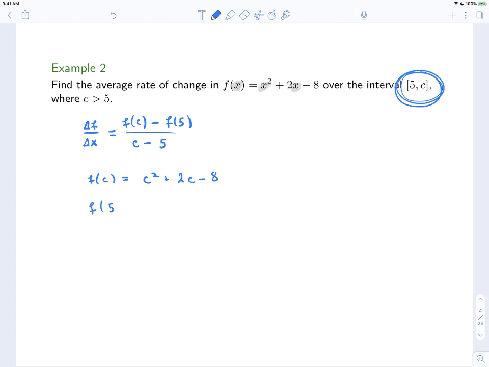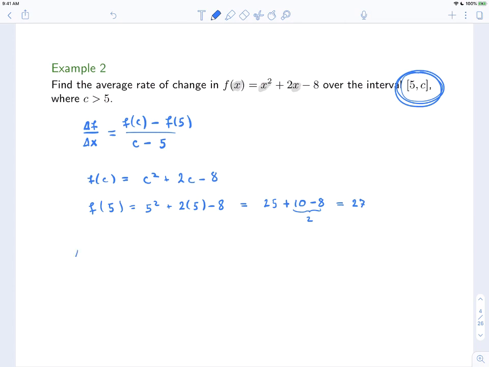F at 5 is equal to, and now we just replace every x with 5. So it's going to be 5 squared plus 2 times 5 minus 8. The first one, there's not a lot you can do to that because we don't know what c is, but we can simplify this last one. So this is 25 minus 2 times 5 is 10, or that's plus actually. 25 plus 10 minus 8. So 10 minus 8 is 2. So 25 plus 2 is 27.